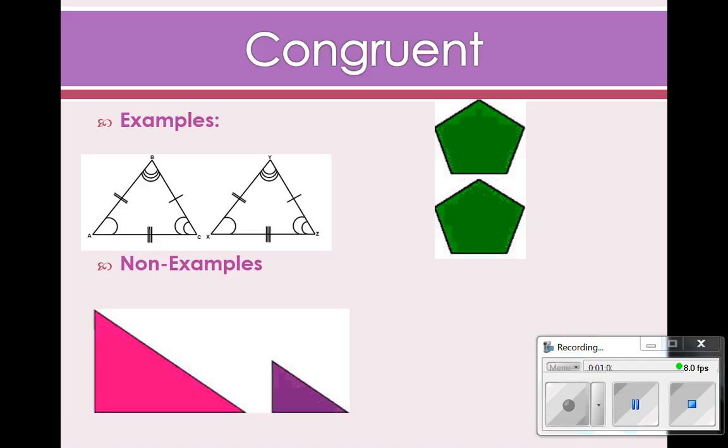Non-examples would be that they're not the same size. Notice these figures, the shape is the same, the angle measurements are even the same. If you look at all three angle measurements that correspond to each other, and then look at the side lengths, the side lengths are not the same, but they are related to one another in this image, but they are not congruent.